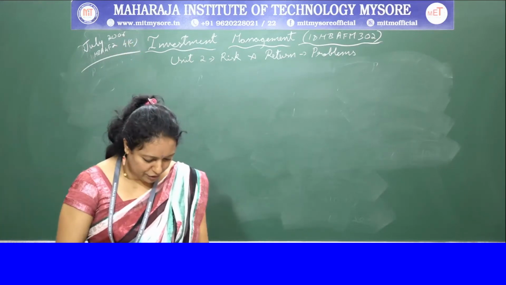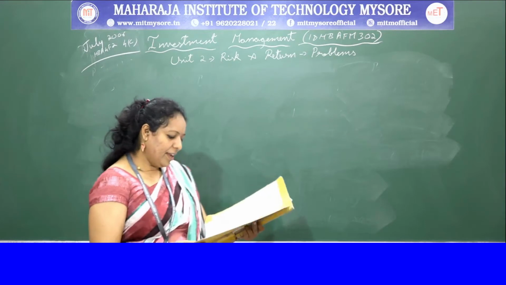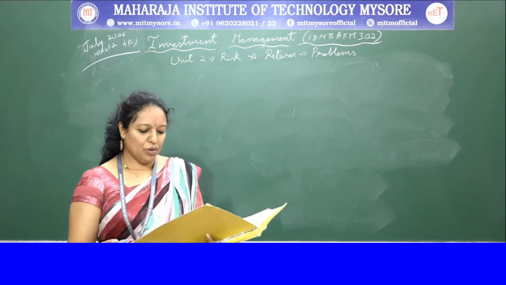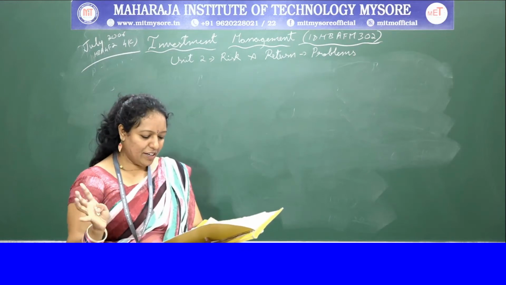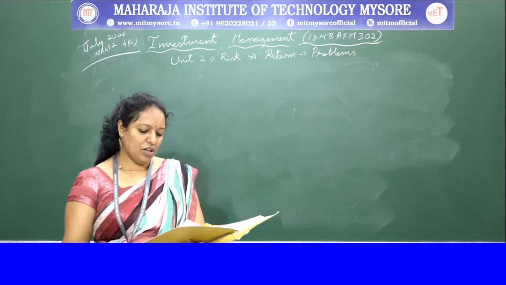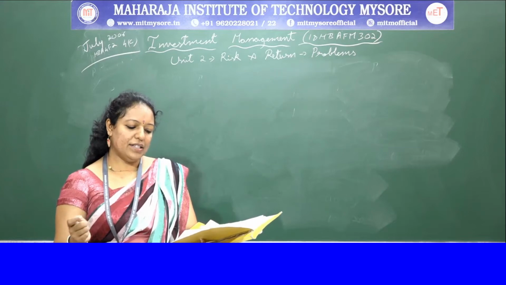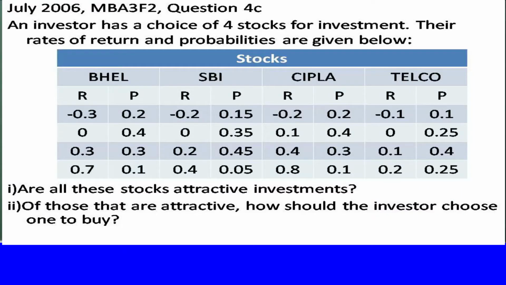I'll just read out the problem for you all. An investor has a choice of 4 stocks for investment. So here the decision making is there. Their rates of return and probabilities are given below. So here stocks of Vimal, SBI, Cipla, and Telco have been given.